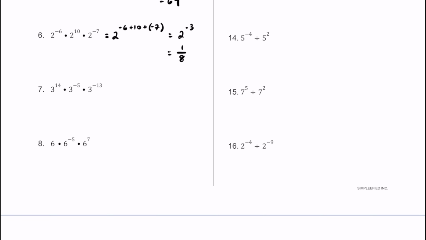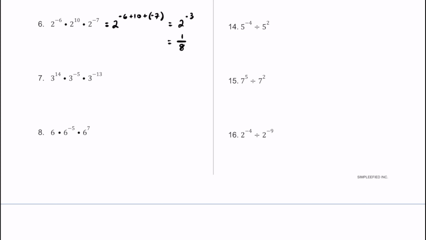For number 7, let's see what we got going on here. So we have a common base of 3, so we're going to write that 3, and when we're multiplying all of these powers together with common bases, we can add their exponents together. So we have negative 14 plus negative 5 plus a negative 13. Now negative 14 plus negative 5 is going to be negative 19, and negative 19 plus negative 13 is going to be negative 32.